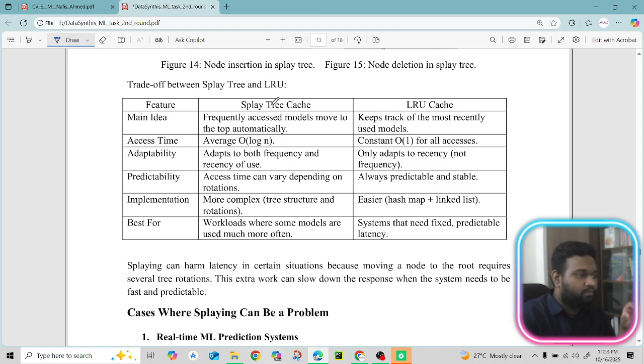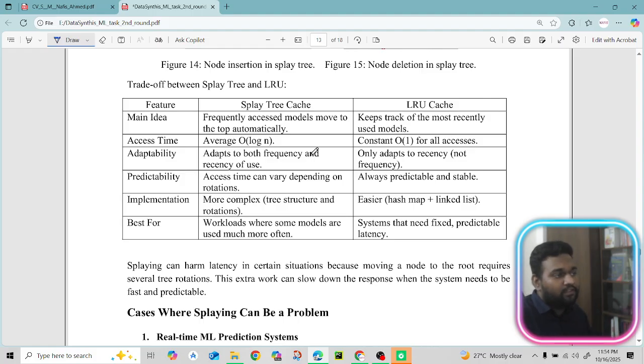But if I use a Splay tree, then it is not going to be an efficient way, because I am using all of these models. So which one will be the closest to the root node? If everything comes to the root node, it takes an additional time of log n. This is going to be a headache for the users. So in that case, we are not going to use a Splay tree. We are going for the LRU.